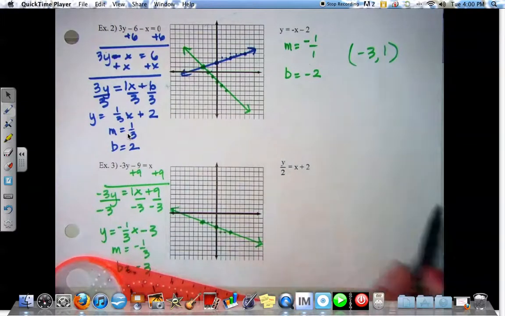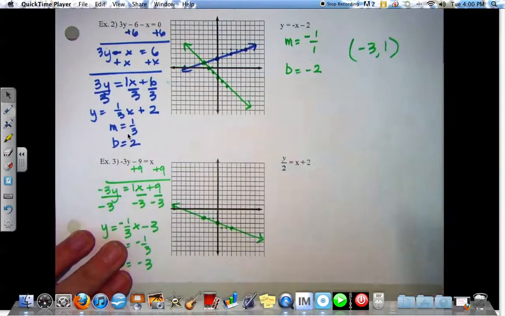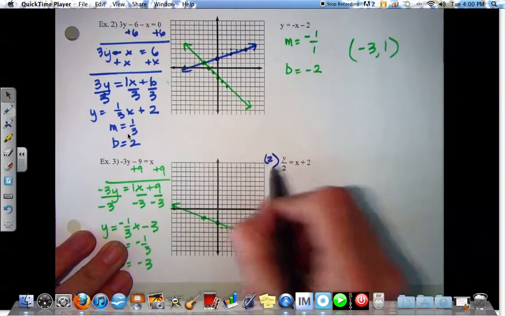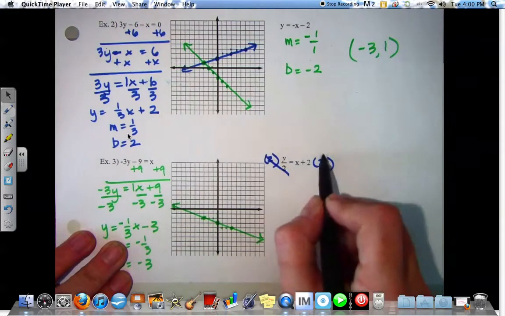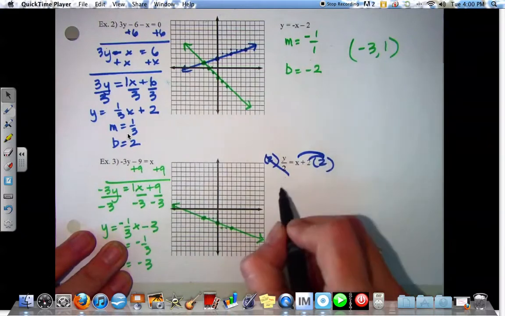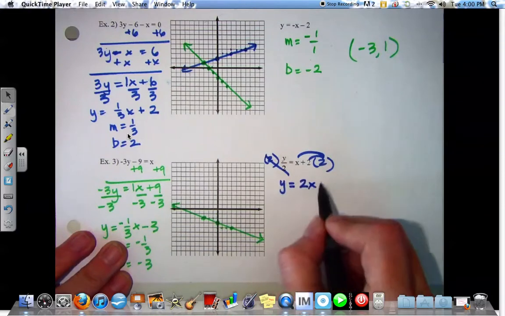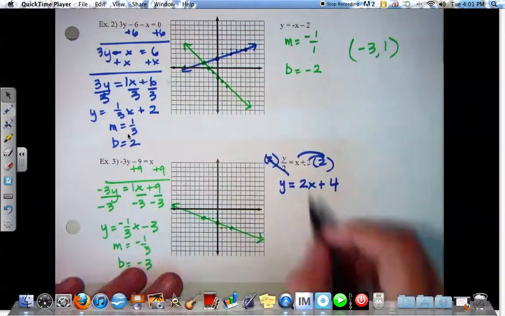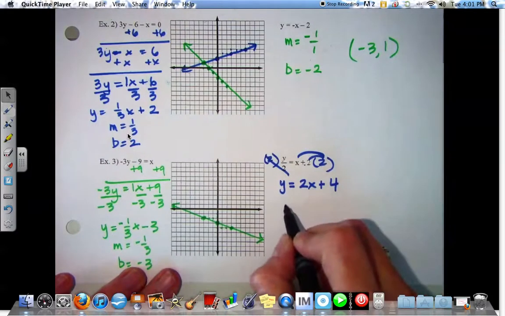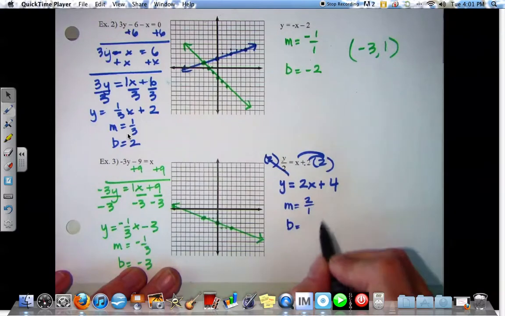Now we have y divided by 2 equals x plus 2. We need to get rid of the 2 that is dividing y. So we multiply both sides by 2, cancels on the left, and then we have to distribute it on the right. So we have y equals 2 times x is 2x, plus 2 times 2 is 4. So we have a slope of 2 over 1 and a y-intercept of 4.